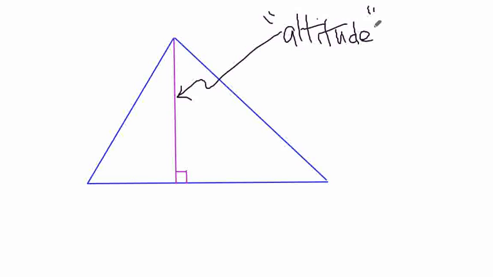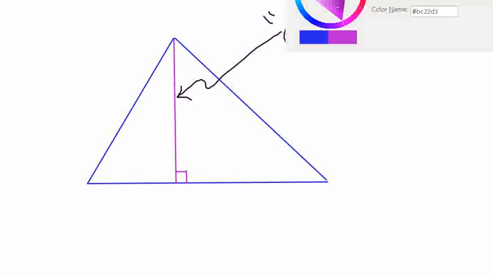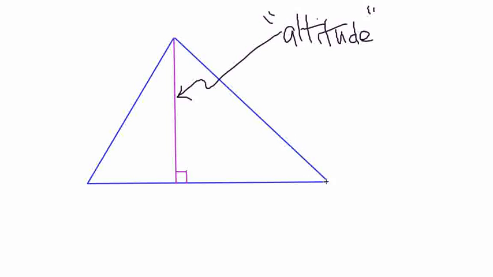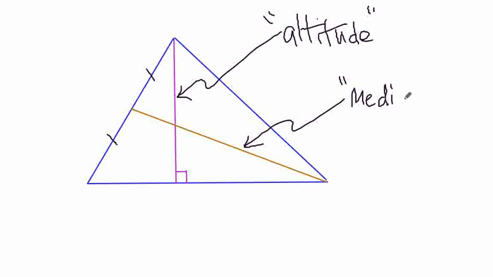All right. Now, suppose that instead of making a right angle, suppose I drew a line segment from one vertex to the opposite side, but it went to the midpoint. In other words, the opposite side was cut into two congruent pieces. If it goes to the midpoint, then that is referred to as the median.